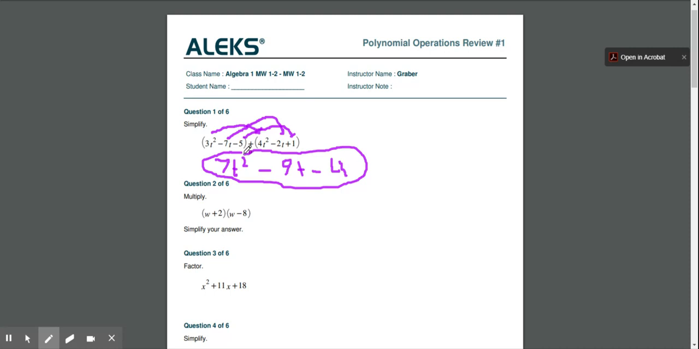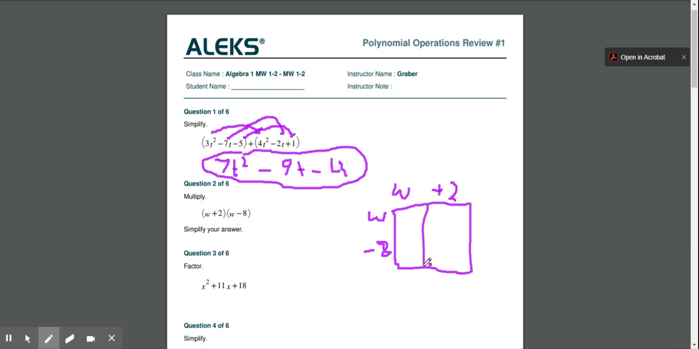Next one, we're multiplying binomials. This is where we use our rectangle method, or FOIL. You have W plus 2 times W minus 8. Build our rectangle, and then multiply each of these terms.